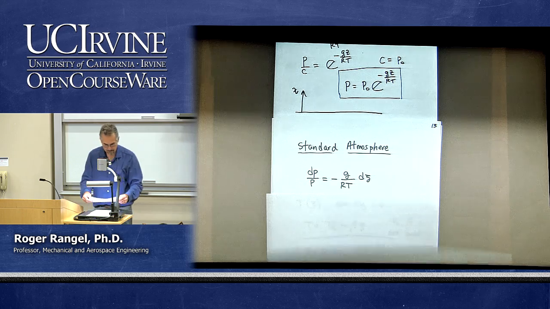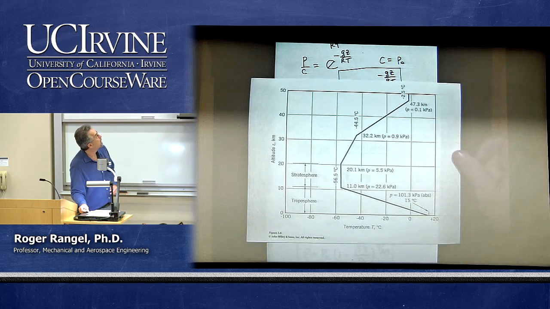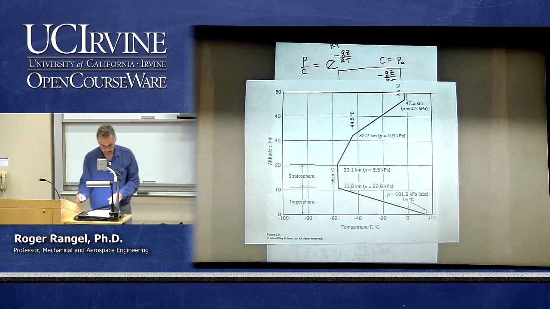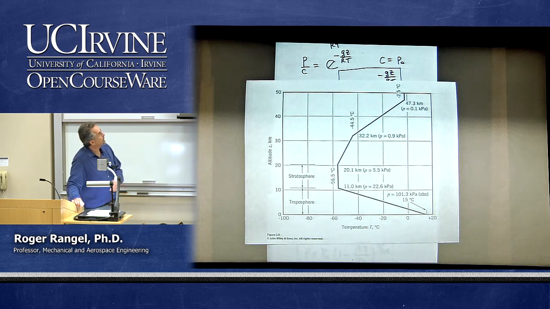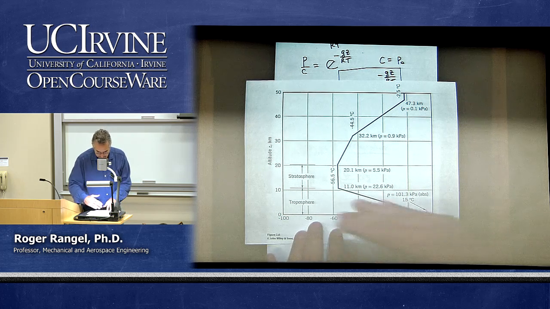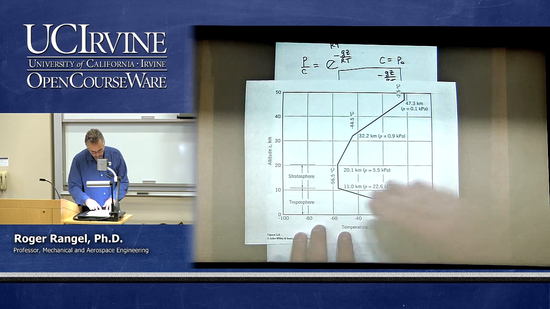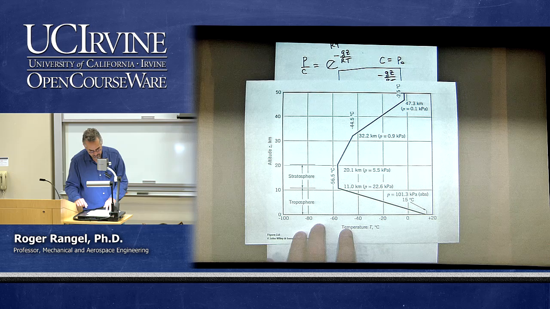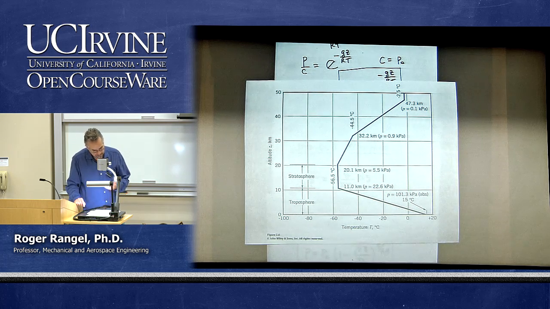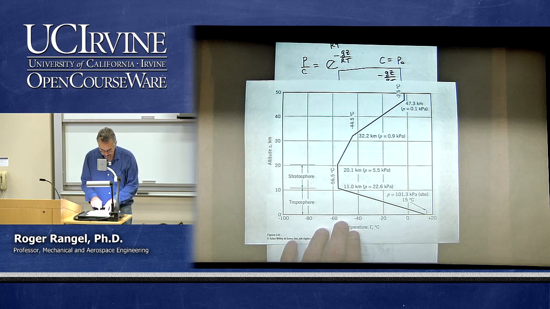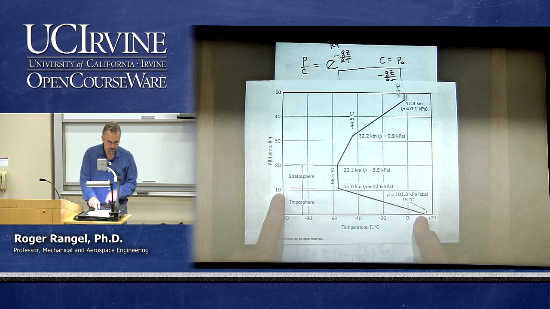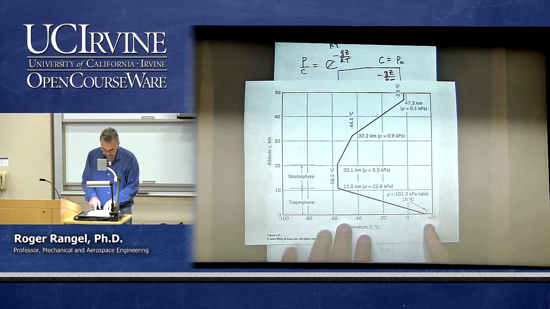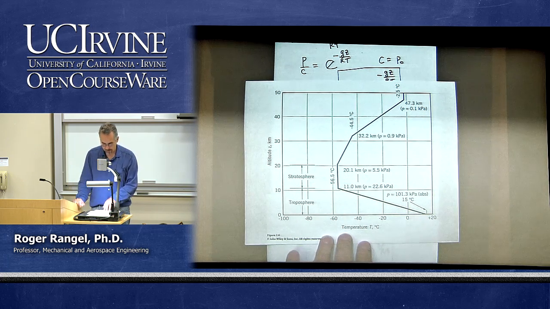Here is a plot of the temperature versus altitude for what we know as the standard atmosphere. As you can see, it divides the atmosphere. The lowest portion is the troposphere, then you have the stratosphere, and so on. Let's say, for example, that we're only interested in the troposphere, so the lowest layer, from the ground to about 10 kilometers. Then the standard atmosphere gives you a temperature distribution.